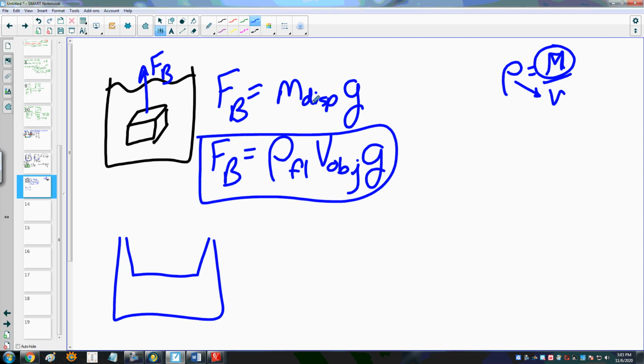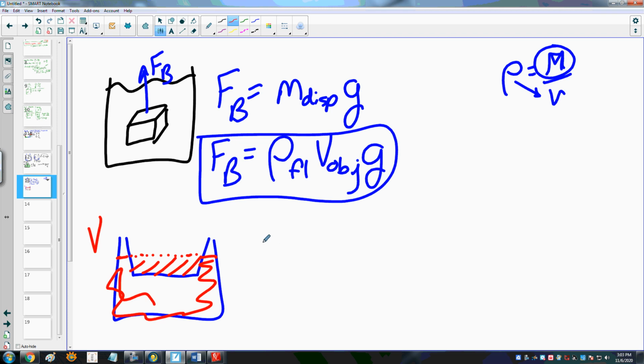So when you have an object that's not fully submerged, what's important here is the submerged volume. This object might have a total volume V, but only a certain fraction of that volume is below the water line. And that's the volume that's important because that's the volume that's actually displacing fluid. And so that comes up in some of our questions.